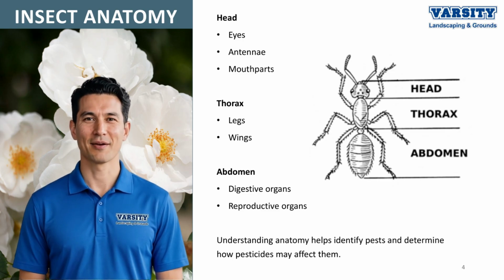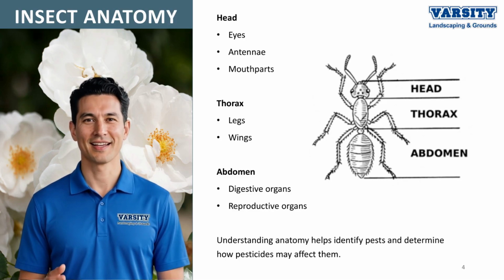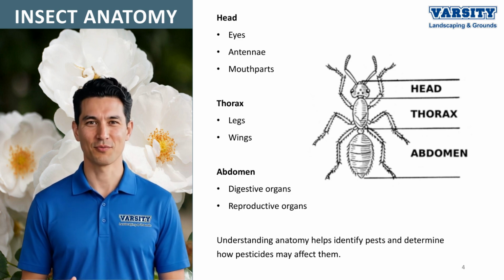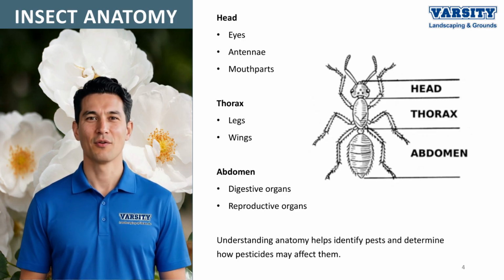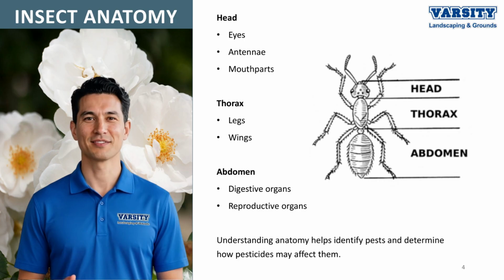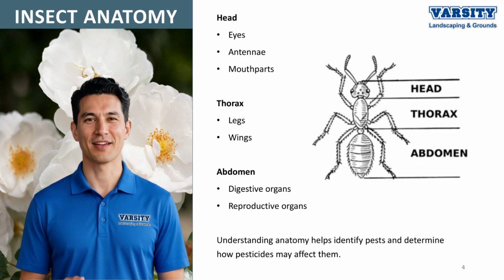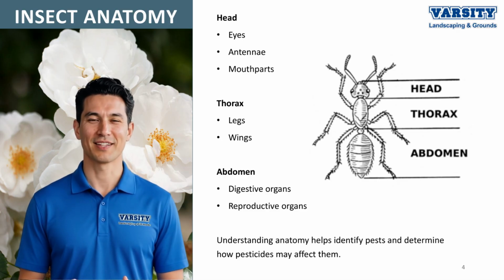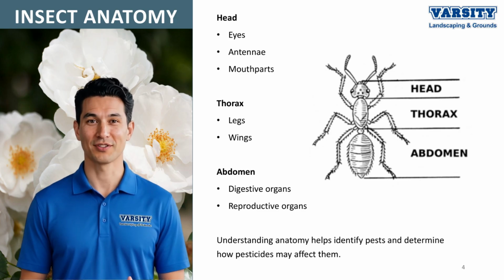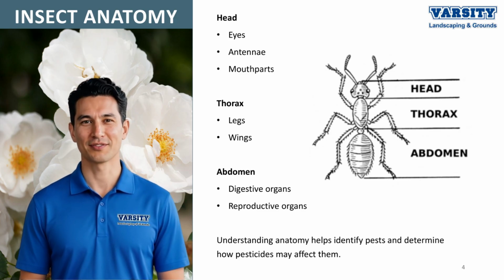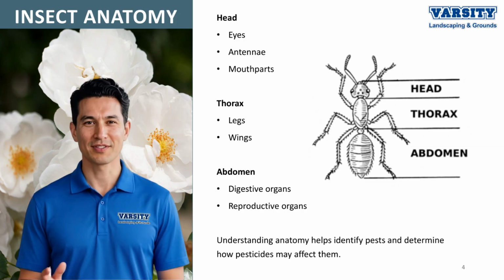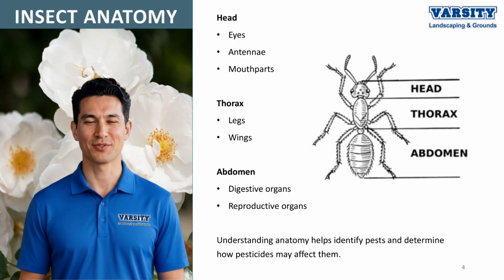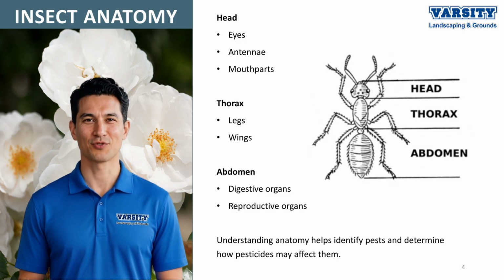Understanding insect anatomy helps us identify pests and understand how they function. The head contains the eyes, antennae, and mouth parts. Different insects have different mouth parts designed for chewing, piercing, sucking, or sponging food. The thorax is the middle section of the insect and contains the legs and wings. All 6 legs are attached to the thorax. The abdomen contains many of the insect's internal organs, including parts of the digestive, reproductive, and respiratory systems. Knowing these body regions can help you recognize insects during inspections and understand how various control methods affect them.